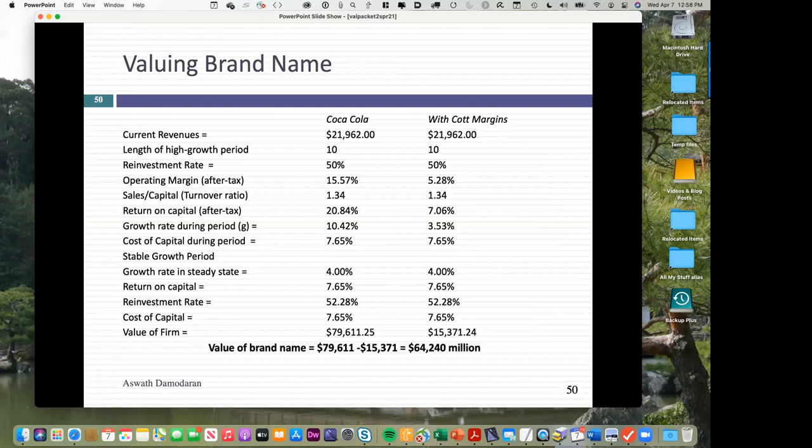Now, this was about 20 years ago. I was called by somebody who had been a student of mine who was pretty high up in the ranks of Coca-Cola. And he said, would you be willing to come to Atlanta and talk to our top management about the value of Coca-Cola's brand name? Now, why might a company be interested in the value of its brand name? Jacob, why might a company be interested in the value of its brand name?